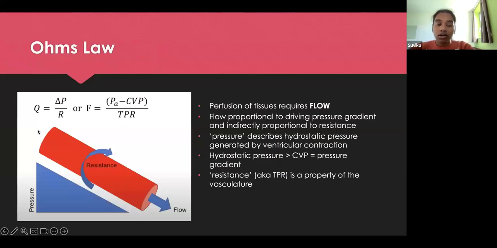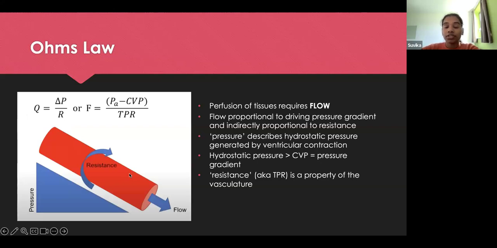So let's start off with Ohm's law, because this is essentially the fundamental aspect of vessels. There is flow of blood. So Q in this equation represents the flow of blood, whereas change in P is your change in pressure and R is your resistance. Okay, so this is your vessel and you've got a flow of blood through the vessel.